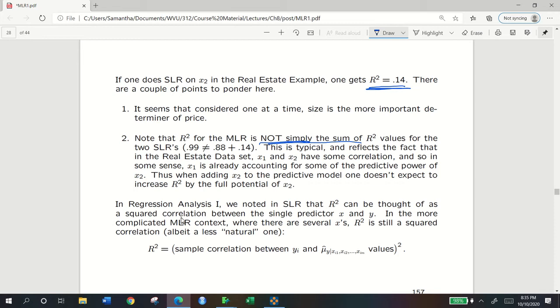And so in regression analysis 1, we noted that in our simple linear regression, R squared can be thought of as the squared correlation between our single predictor X and Y. In our more complicated multilinear regression context, there are now several x's, but R squared is still considered a squared correlation, though not as natural a one. It is the sample correlation between our actual responses and our predicted response values, quantity squared, and still boils down to our R squared.